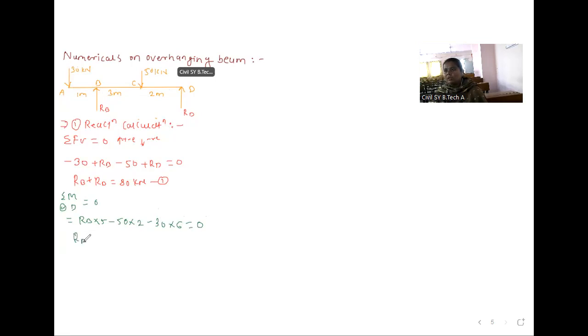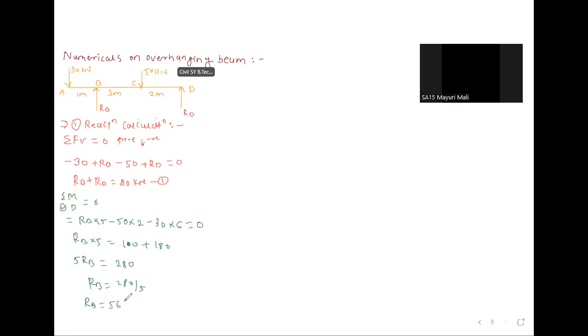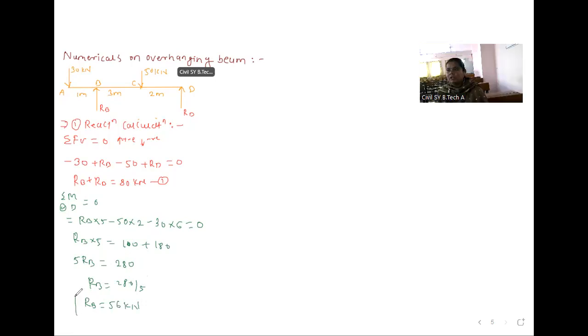Okay. So RB into 5 equals, we shift this to right side. So 50 into 2, that is 100, and 30 into 6, that is 180. So 5RB equals how much? 280. So RB equals 280 divided by 5. You calculate and tell me RB equals how much? 56 kilonewton.